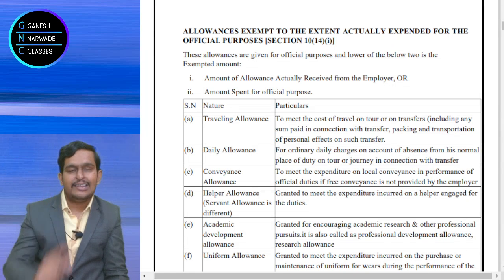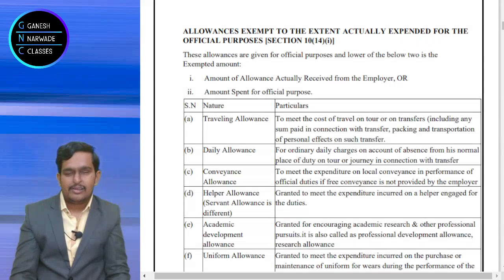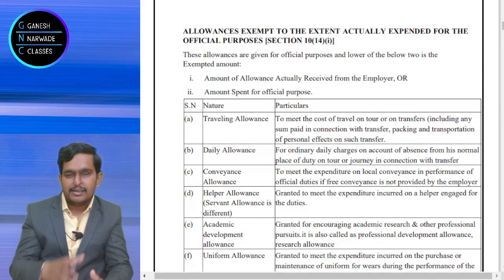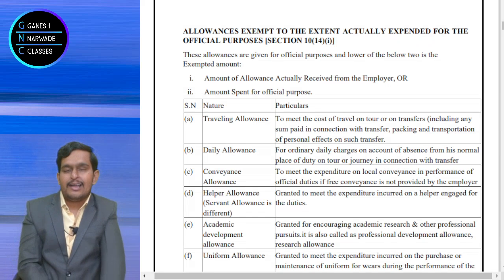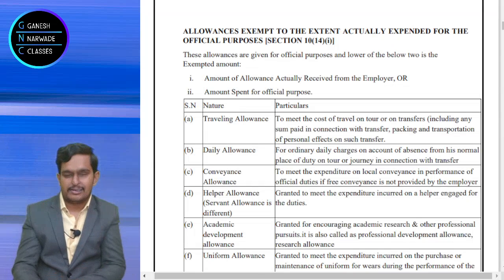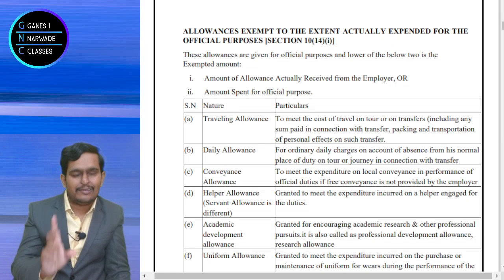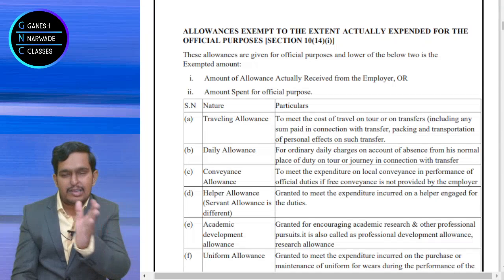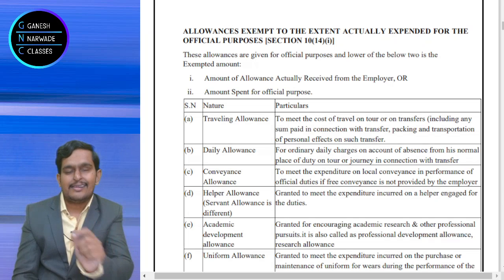Now first one, traveling allowance. Suppose you are on an outstation, you are outside. So you are working in Hyderabad, but you have to go to Uttar Pradesh for some work. So for traveling purposes, any allowance given is called traveling allowance. So whatever actual amount received as allowance minus whatever is spent, the balance is taxable.